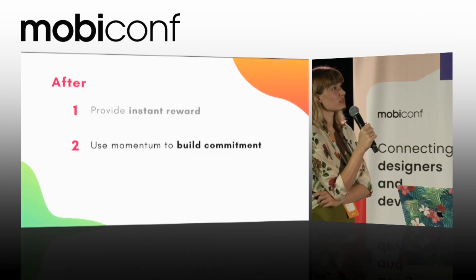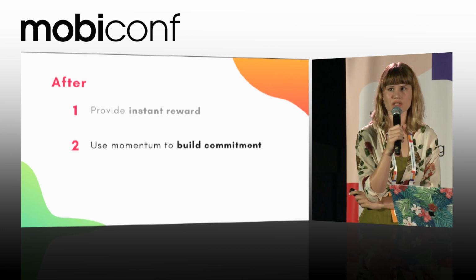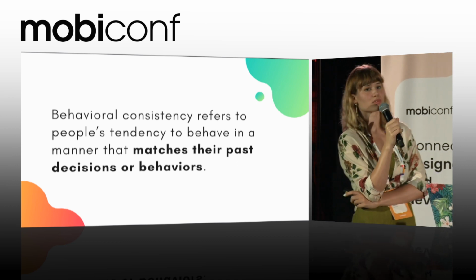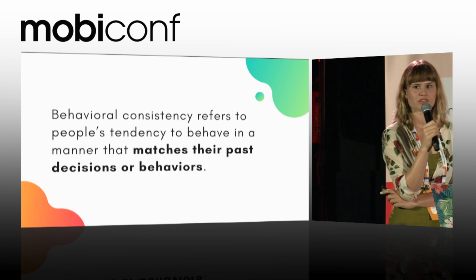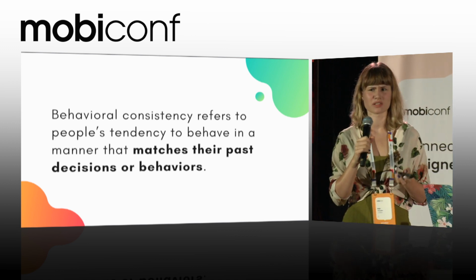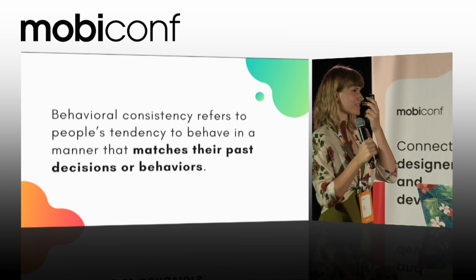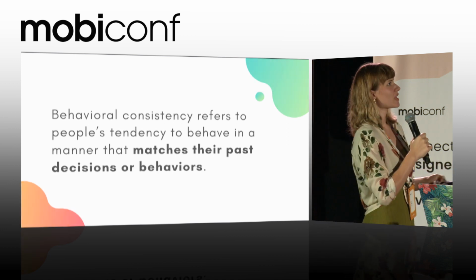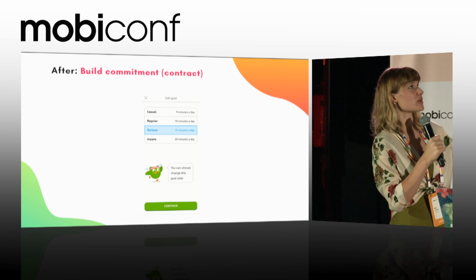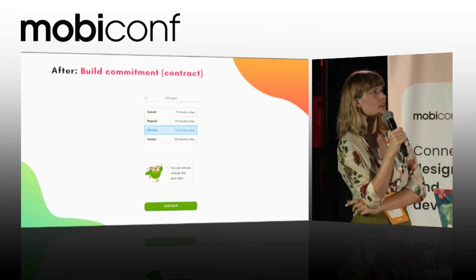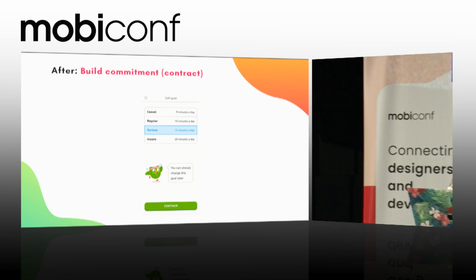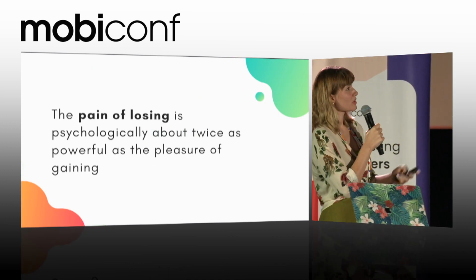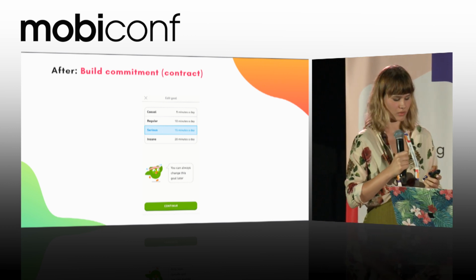And the second thing is to use momentum to build commitment. When the user is already using the app, we want them to commit to doing that more often. First of all, people want to be consistent with their previous behavior. If they committed to something, they want to act on it. It's actually really, really strong. I would like you to read more about it, because it's really funny to read what people can do just because they said something earlier. So, for example, I commit that I will learn Spanish for 15 minutes a day. Then I feel committed to continue that behavior.